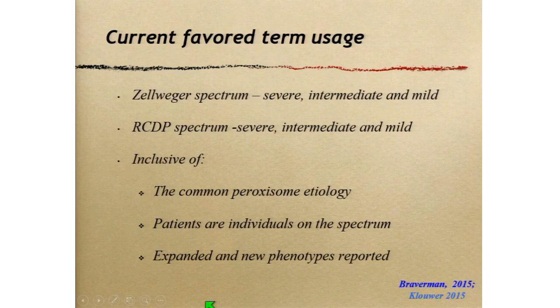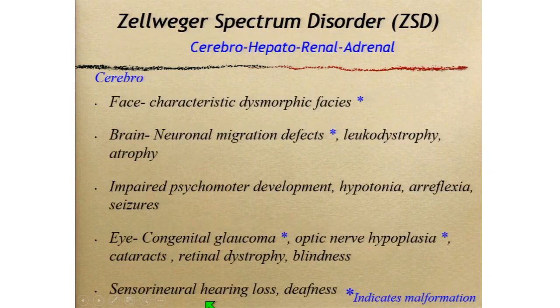And RCDP is also a spectrum of severe, intermediate, and mild. And we're using the term spectrum because we feel it's more inclusive of the common peroxisome etiology. Patients are all individuals on the spectrum. There's a lot of overlap, and because of all of the expanded and new phenotypes being reported that don't fit into any of those prior diagnostic classifications.